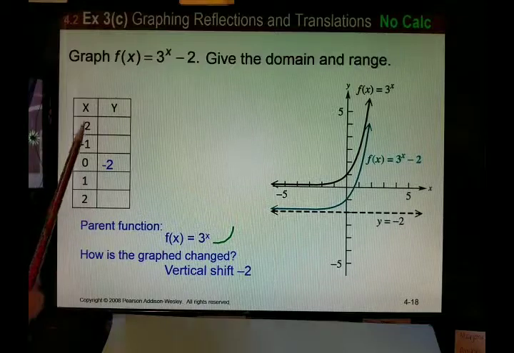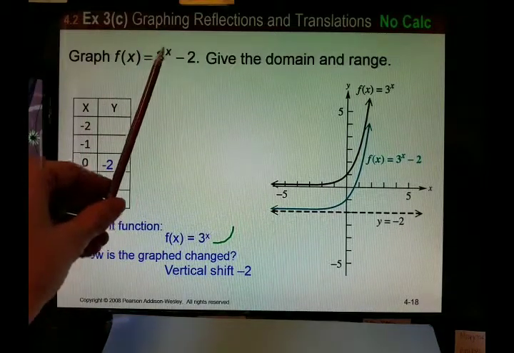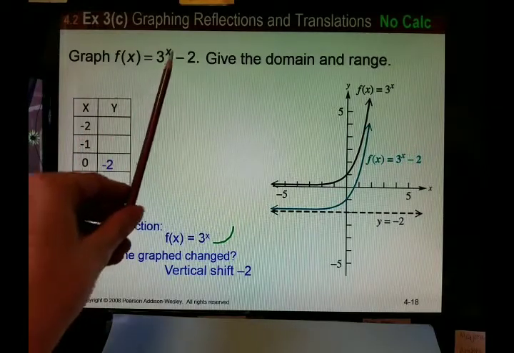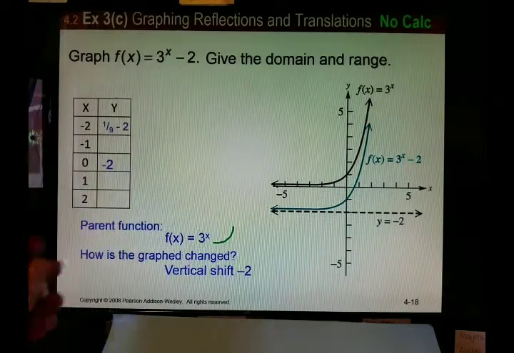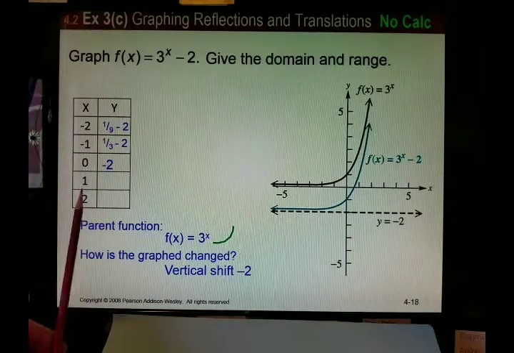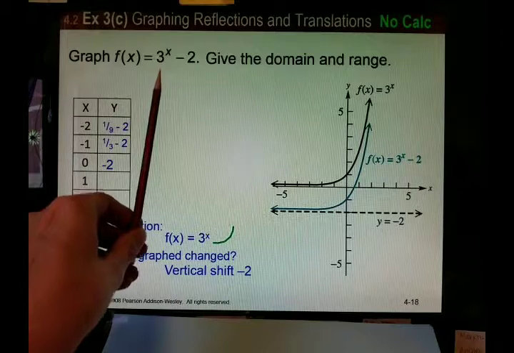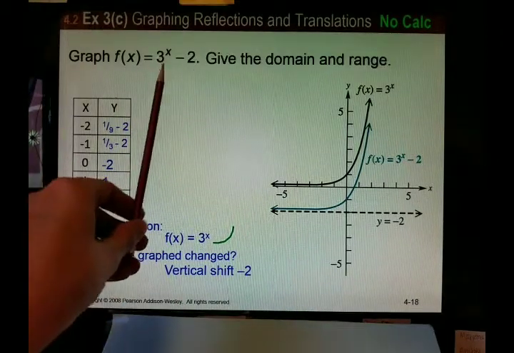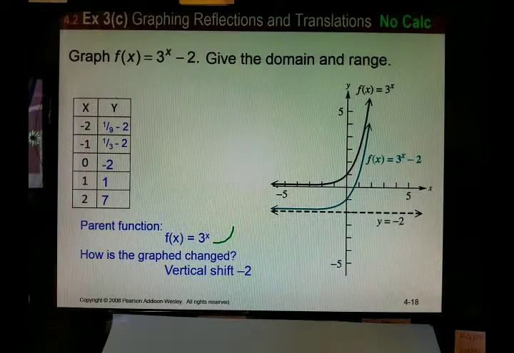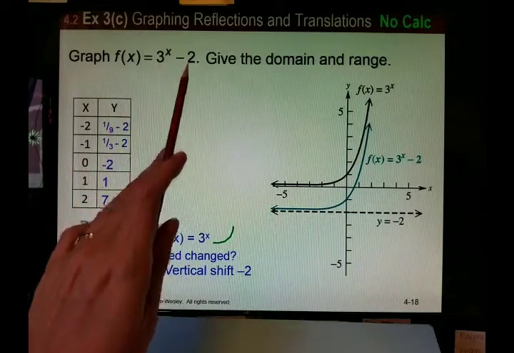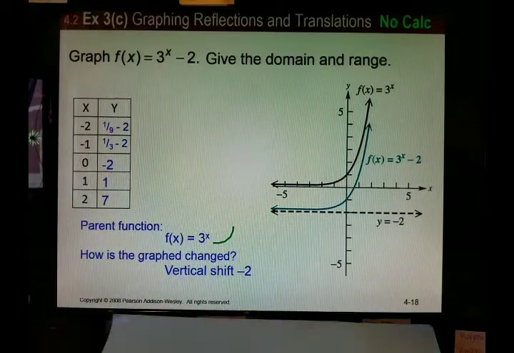All right, plugging in the -1s, this would be 3 to the -1, this would become 1/3 minus 2. Plugging in the -2, 3 to the -2 would be 1/9 minus 2. So 1/9 minus 2, 1/3 minus 2. Plug in 1, that would be 3 to the first is 3 minus 2 is 1. Plugging in 2, 3 squared is 9 minus 2 is 7. And then those would be the points that you plot. And again, like I said, this one right here, 3 to the 0 should have been 1 minus 2. That right there should be a -1.